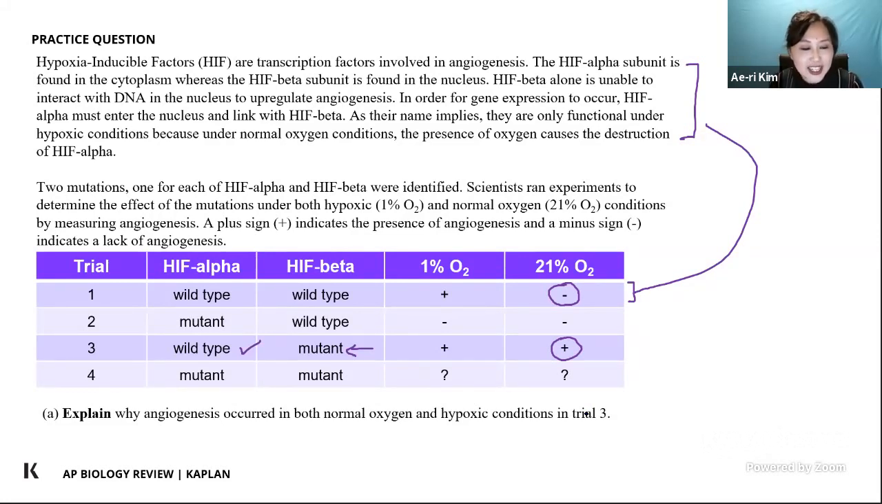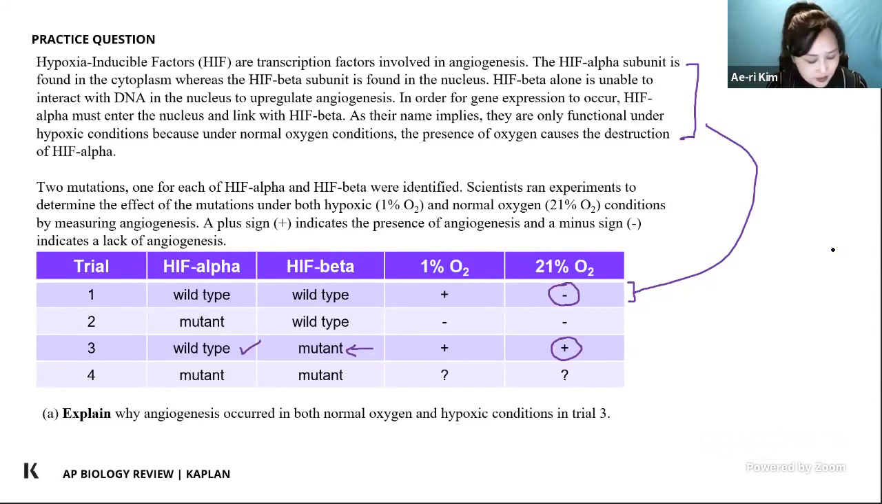And so this question is asking really, why does it actually occur in both of these? Well, you stick with this. You don't have to be fancy. Mutation of the HIF beta is essentially, you are then able to turn on angiogenesis as a transcription factor, even in the presence of high amounts of oxygen. So it's essentially lost its method of regulation. It's going to be always on essentially.